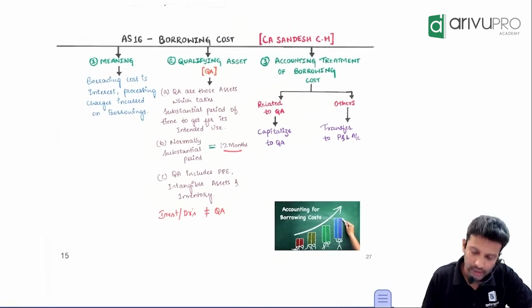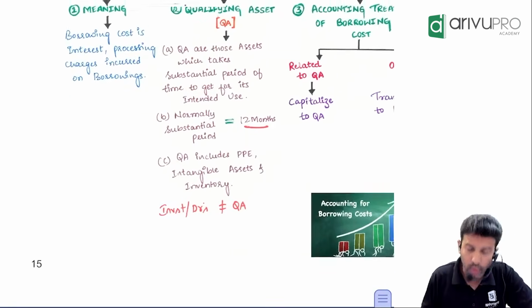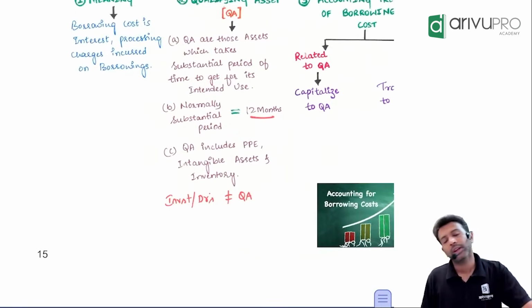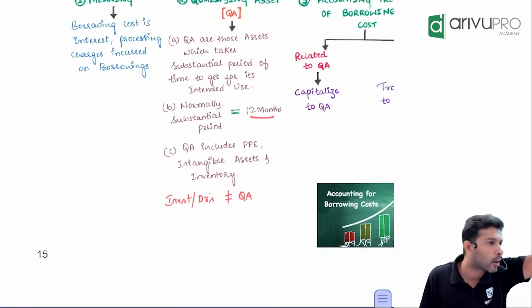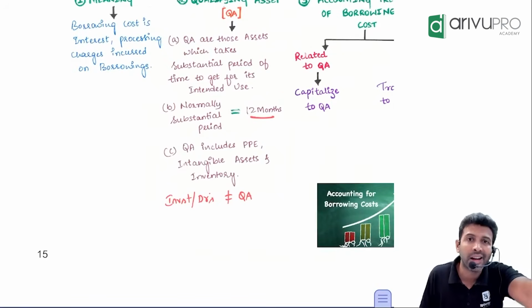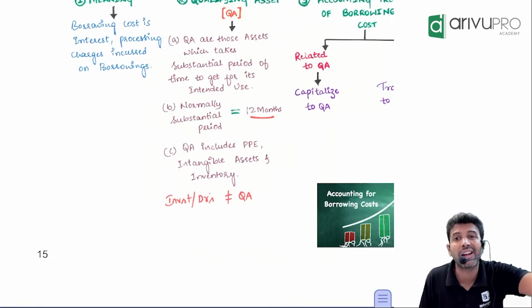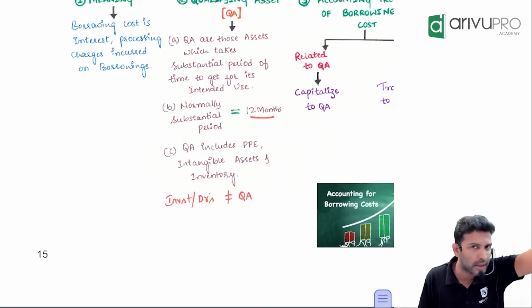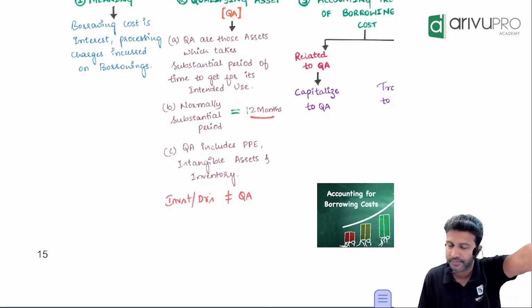Okay, moving along. Sir, what are the examples of qualifying assets? Property, plant and equipment can be a qualifying asset, like a building under construction, machinery under construction, etc. PPE can be a qualifying asset.